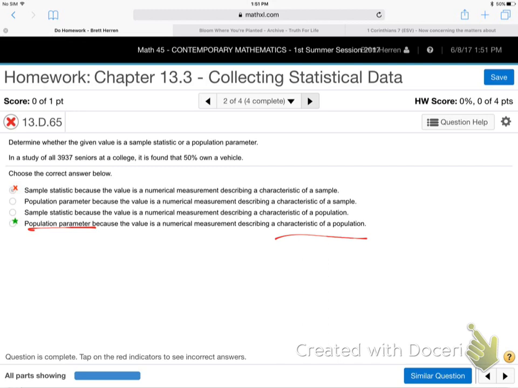That wasn't a sample, in other words, right? They didn't just say, hey, let's grab 50 seniors at this college and ask them if they own a vehicle. Oh, we found 50% own a vehicle. That would be a statistic if you just grab a small group. But this is all the seniors, as far as I can tell. They took every senior in college, and 50% owned a vehicle. So that's the whole population, which makes it a parameter. PP, population goes with parameter. Statistic with sample. All right.